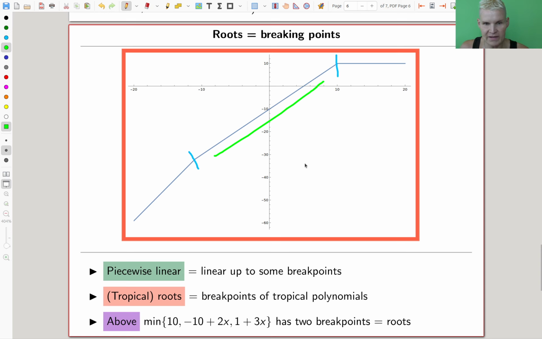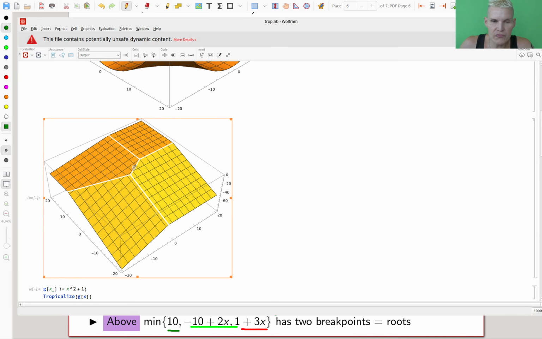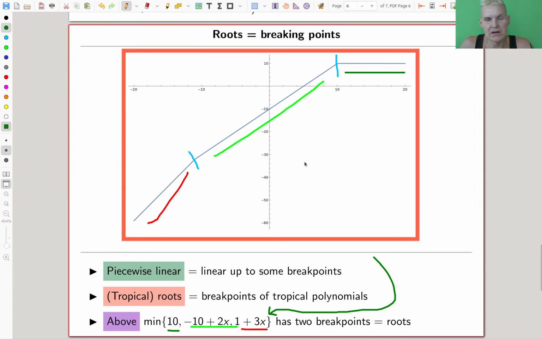In between here, it's this 2x minus 10. Here, I think it's just this one, and at the top, it's just this guy here. And where it breaks, we call that the roots. So this polynomial, written down here, this funny thing, has two roots. And in general, those polynomials will have quite a few roots, but this is exactly what happens in algebraic geometry anyway. And we are going to study those types of piecewise linear shapes that arise in this fashion.